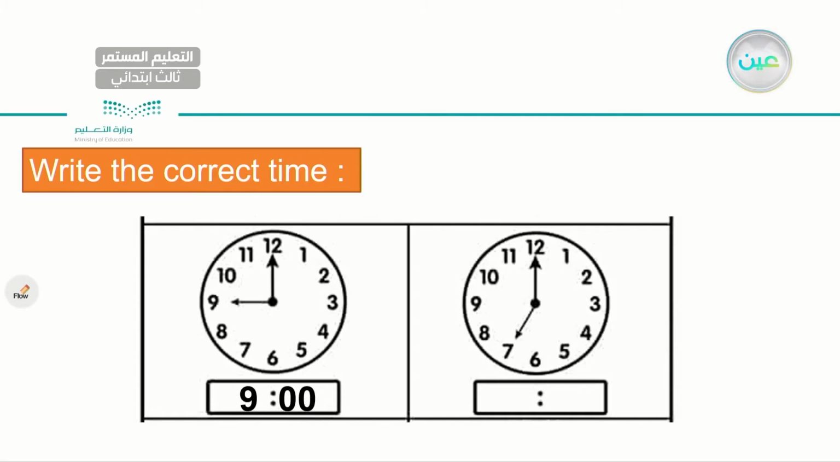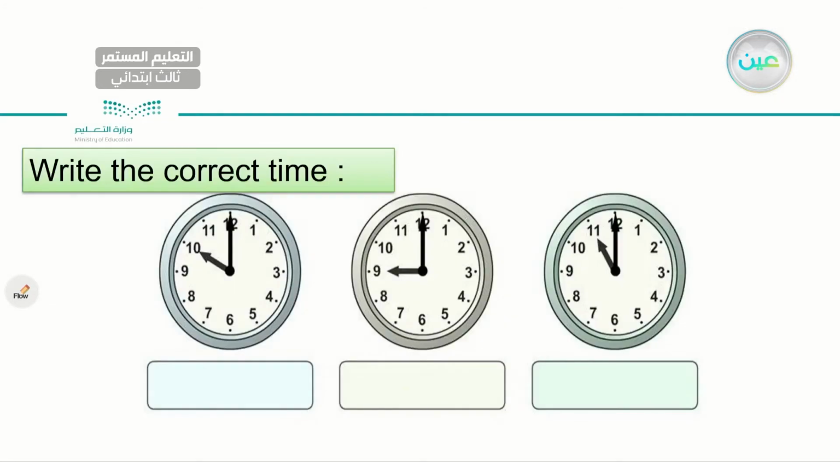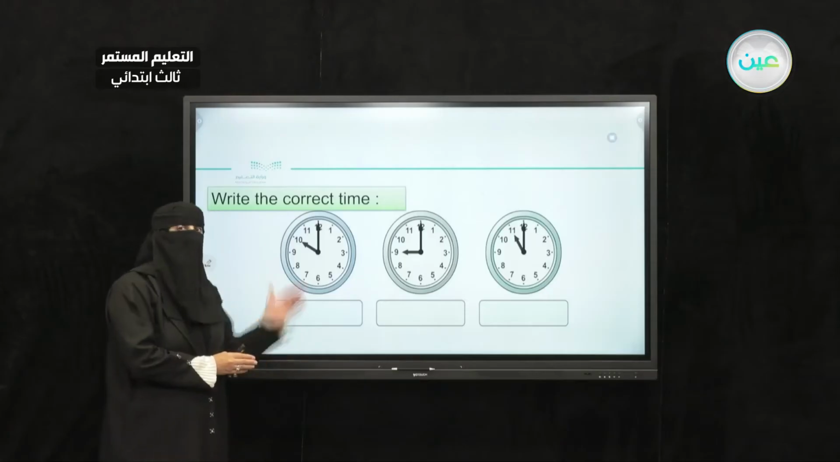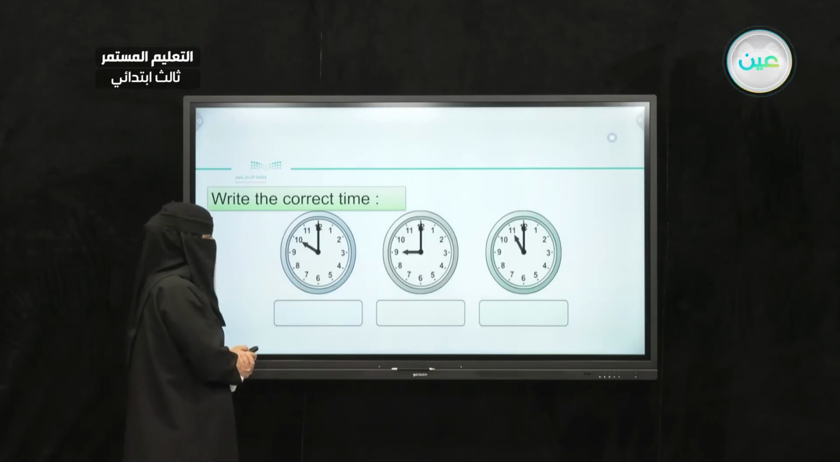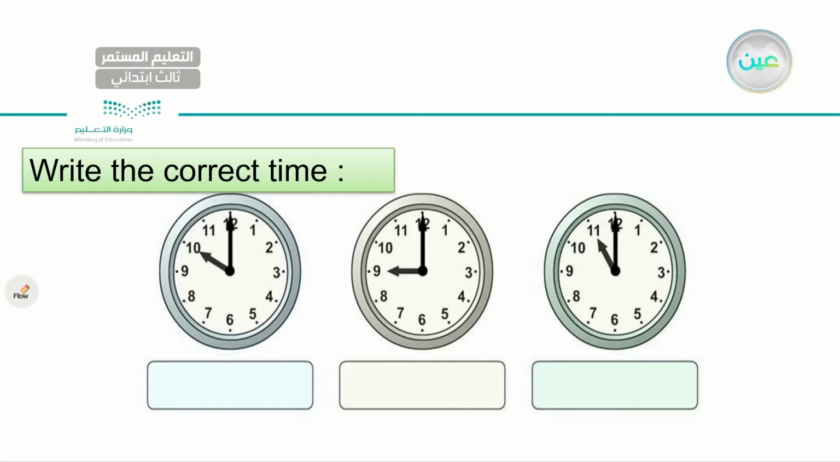How about the next one? What time is it? It is, very good, 7 o'clock. Excellent. Now, how about this? Same, write the correct time. I have three clocks here. We need to write the digital number. The first one, what time is it? Or what's the time, please? Okay, is it 9 o'clock? 10 o'clock? 11 o'clock? Very good. It is 10 o'clock. How about the one in the middle? What time is it?